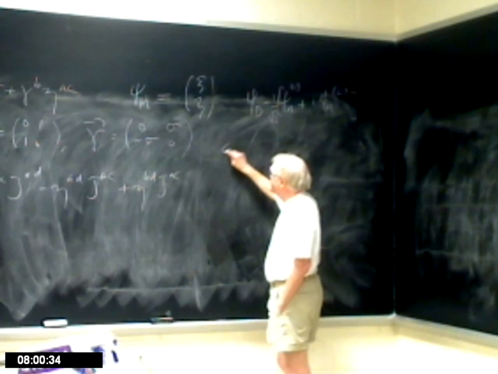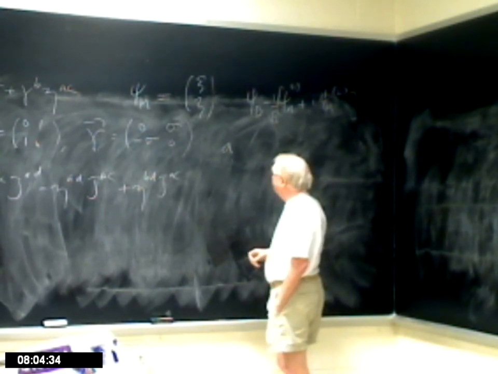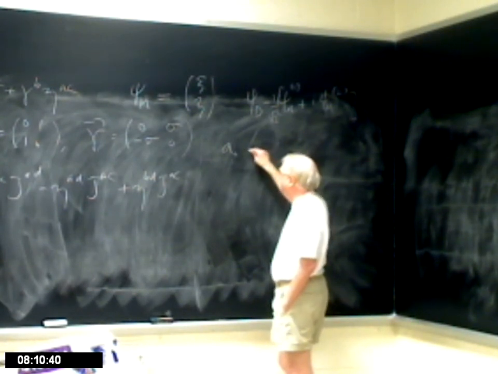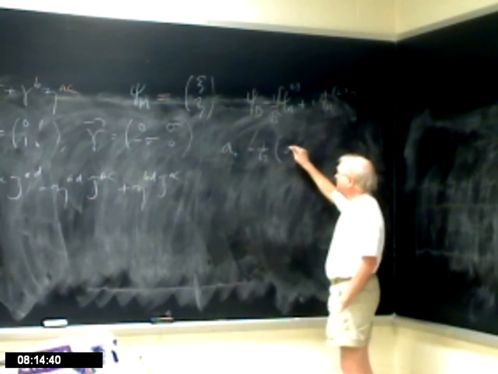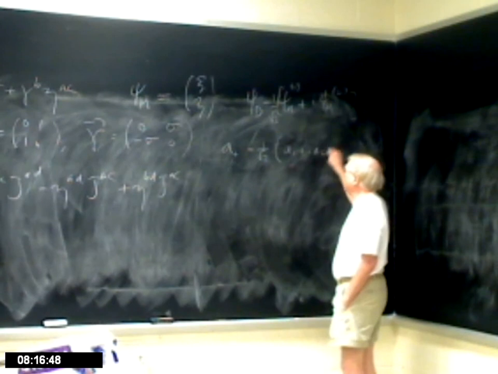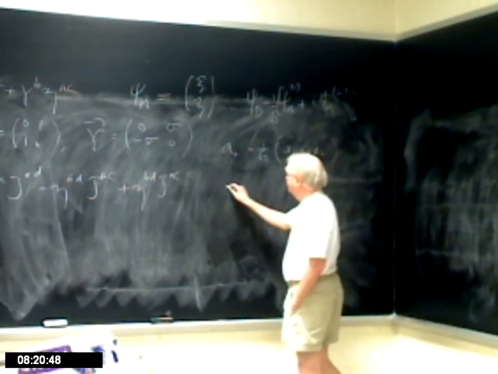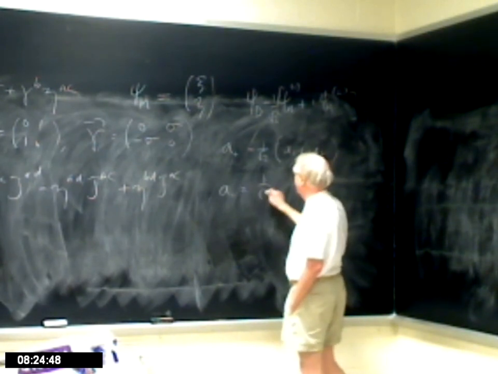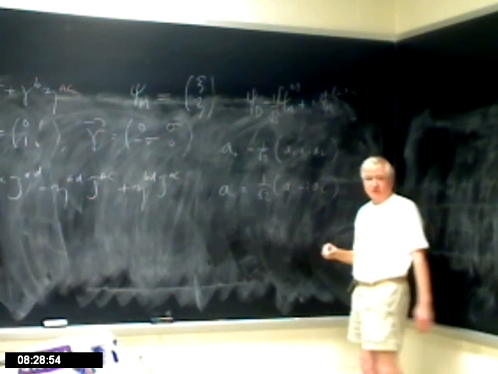It's like with the annihilation operator for, say, a positively charged particle, 1 over the square root of 2 times A1 plus i A2. Then the annihilation operator for the negatively charged one is 1 over root 2 times A1 minus i A2.